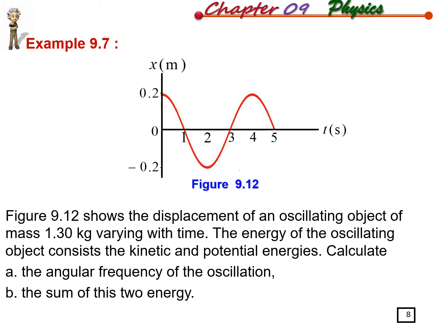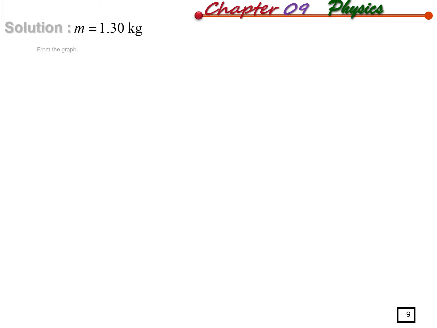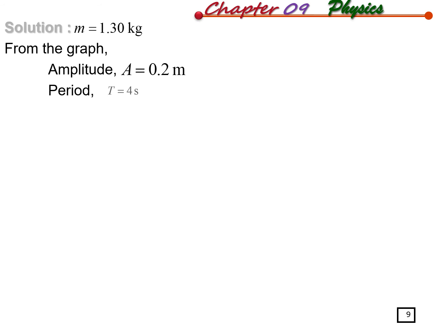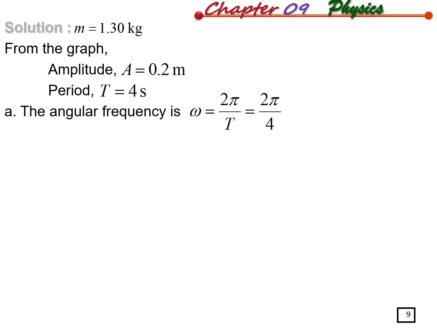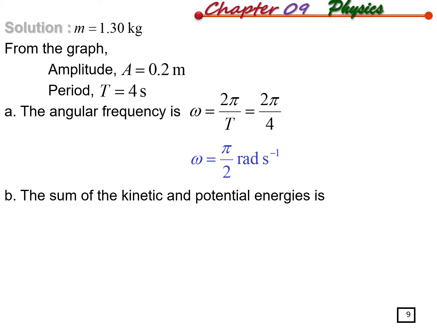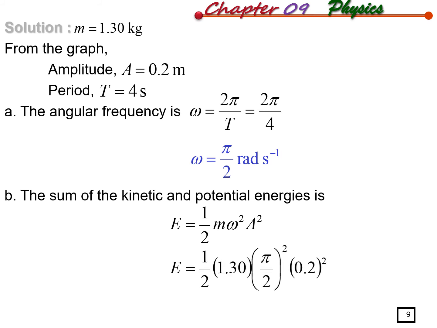Okay, so for the angular frequency, first what we can do is determine the period from the graph. From the graph, the amplitude is given and the period is also given. So the angular frequency will be equivalent to 2 pi over period, which will end up with pi over 2 radian per second. And then to calculate the sum of the kinetic and potential energy, we use the equation of the total energy, which will be equivalent to half m omega square a square. So just replace in the values and the final answer we will end up with is 6.42 times 10 to the power of negative 2 joule.